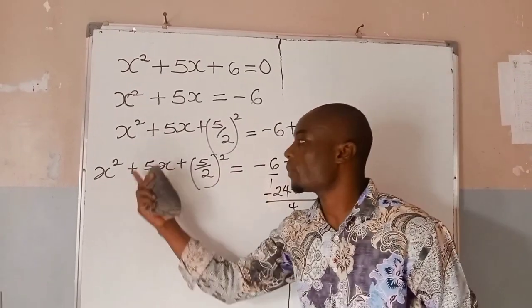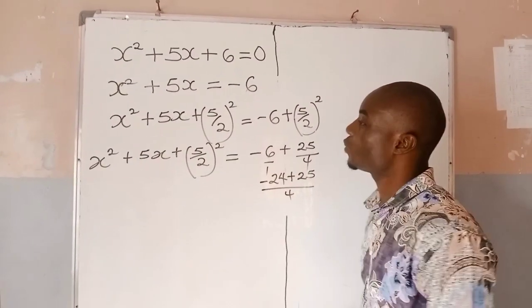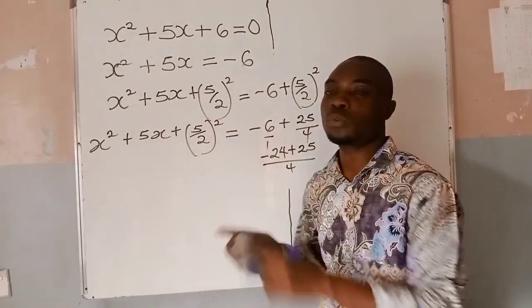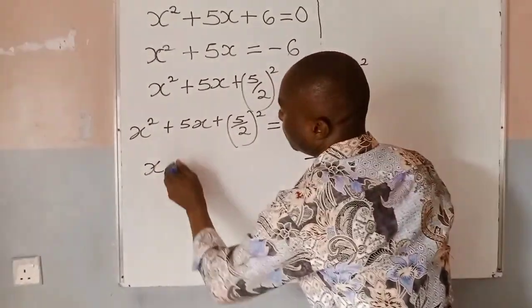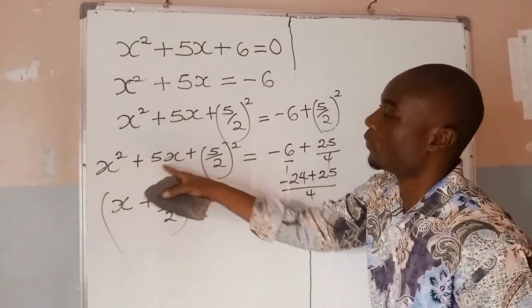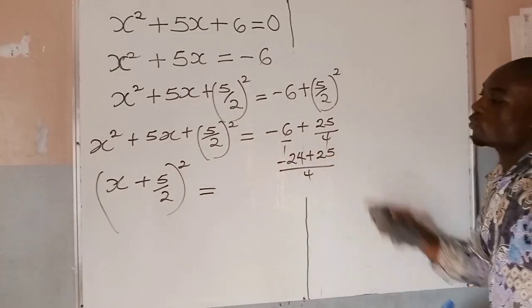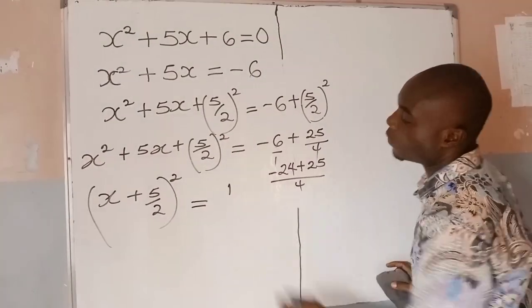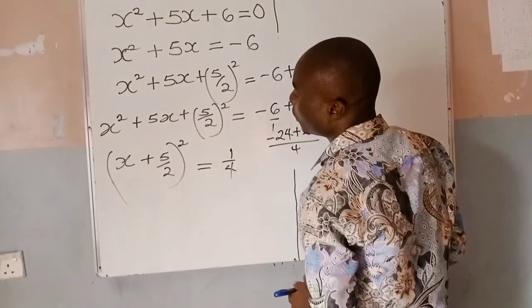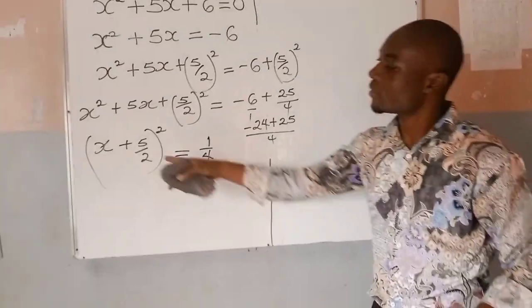So let's consider the left-hand side of this equation. We have x squared plus 5x plus 5 over 2 all squared. According to the laws of the sum of two squares, I can just pick one x here and pick 5 over 2 and put that in brackets. So x plus 5 over 2 all squared is the same as x squared plus 5x plus 5 over 2 all squared. And that's equal to minus 24 plus 25, which is positive 1, all over 4. The next thing I'm going to do is to transfer this square to this side of the equation so I can simplify this.